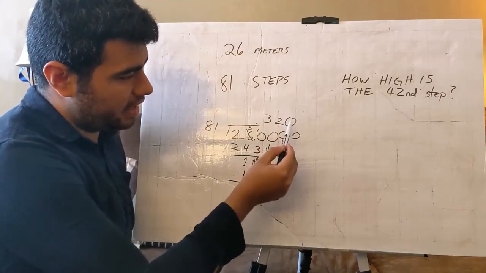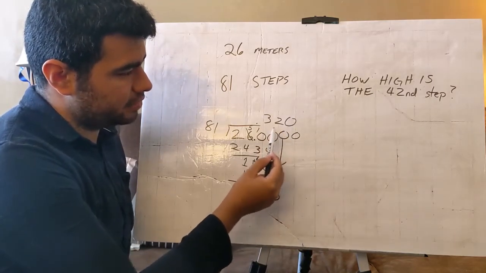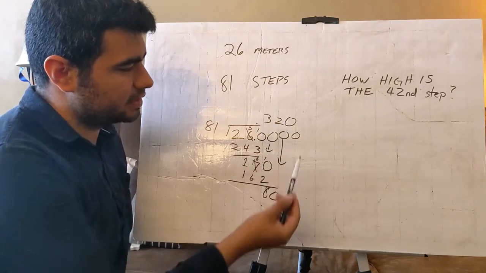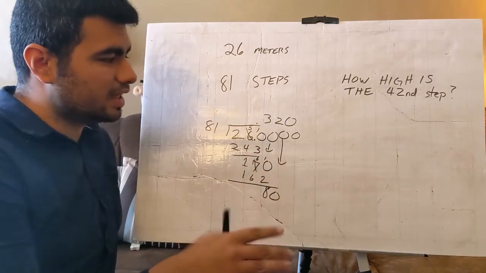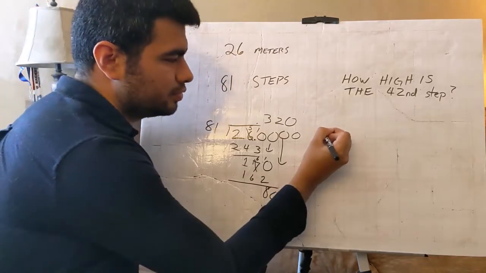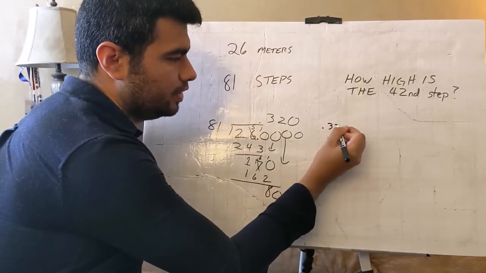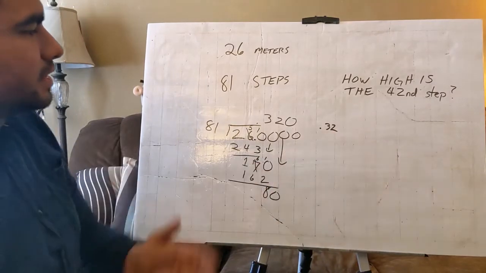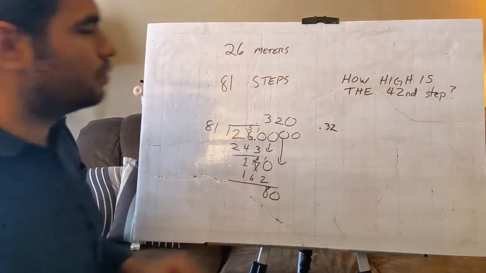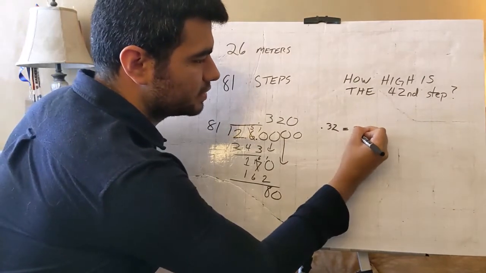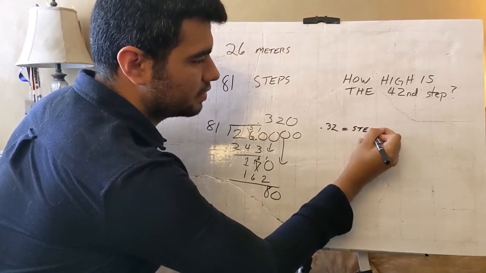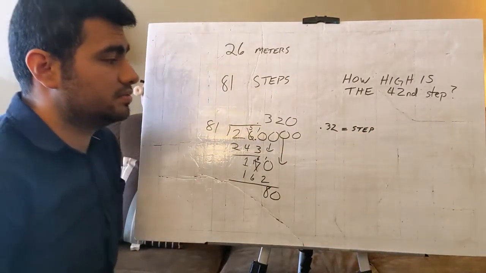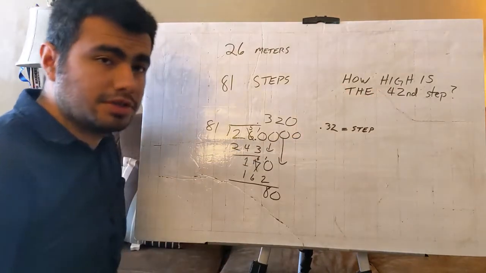Now I have a 0 right here, which means even if I round this, it is not going to change. So my answer is pretty close to 0.32 per step. All right, so this is how much one step is. Well, shoot. Now I need to find 42.